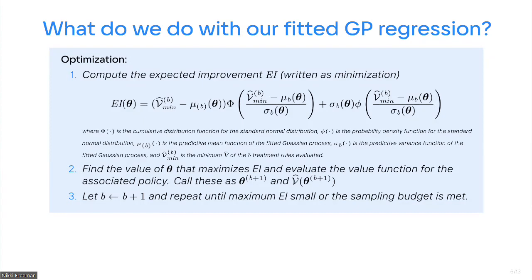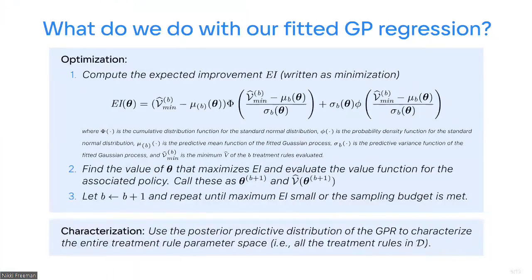Okay, so that's optimization, really just off-the-shelf expected improvement. The second thing that I think is possibly more interesting or useful is this idea of characterization. This is using the posterior predictive distribution from this Gaussian process regression to characterize the entire treatment rule parameter space and the value of those treatment rules. I think this is easier for me to show to you. So I'll show you some simulations and then I'll talk to you about how we did this in vascular surgery for CLTI and wounds.